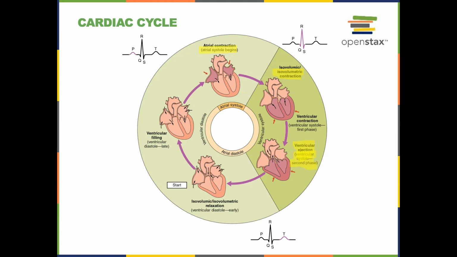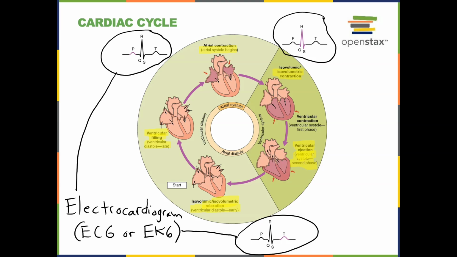Following ventricular ejection is isovolumetric relaxation, the early phase of ventricular diastole. During isovolumetric relaxation, the blood pressure inside of the ventricles is decreasing, but the blood volume inside of the ventricles remains constant. Ventricular filling occurs when the pressure of blood inside of the ventricles falls below the blood pressure inside of the atria, causing blood to flow from the atria into the ventricles.